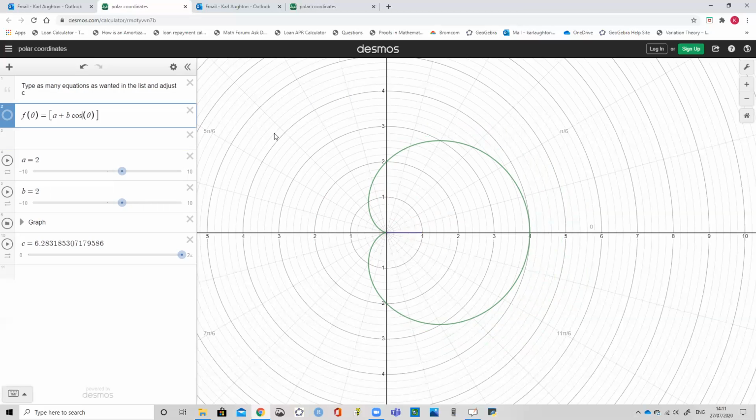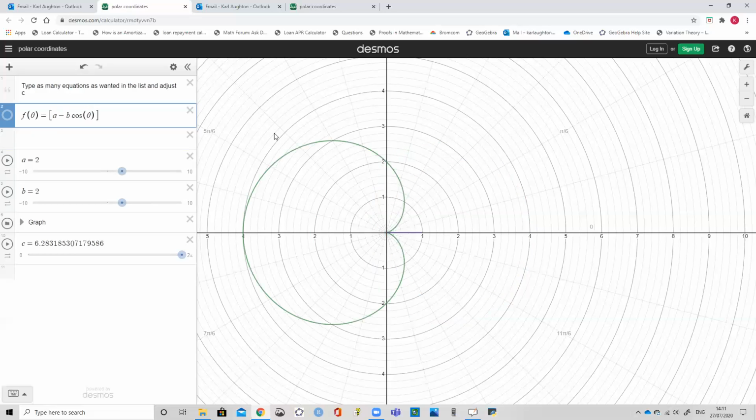Again, if I change it to negative, it'll just open out in the opposite direction. Plus signs will open out upwards, and negative signs will open out downwards. So if I change this to plus, there we go.